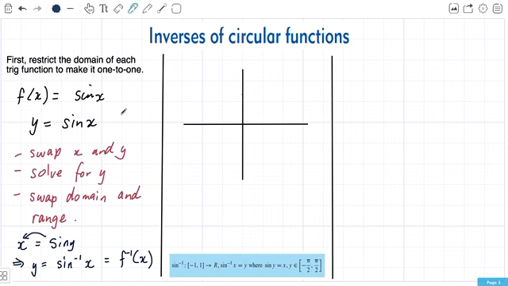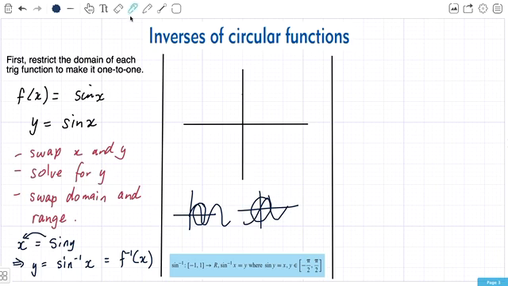So to graph this, what we need to do is make sure that our original function sine is a one-to-one function. Now normally sine looks like this, which is not one-to-one. What we need to do is restrict ourselves to one part of the function, and what we're actually going to do is restrict ourselves to this part here that happens across the origin.